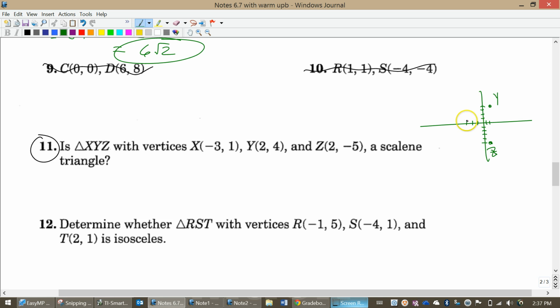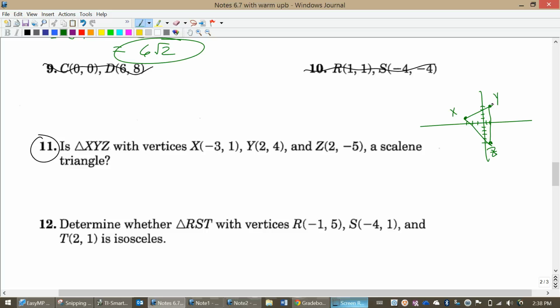Should you use graph paper? Unless you graph this incredibly accurately. The question is, is that scalene? What does it look like? It looks isosceles. I'm going to give you a spoiler alert. This triangle is scalene. Okay? It looks isosceles. I drew it misleading on purpose to prove a point.